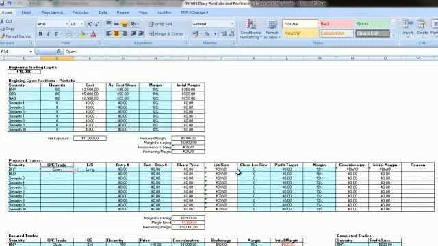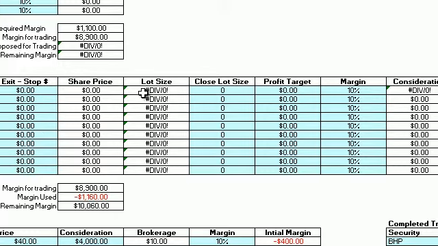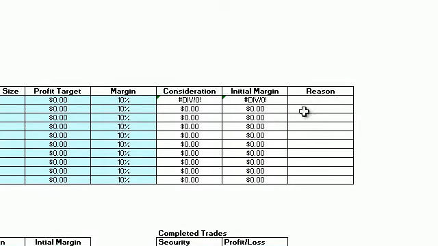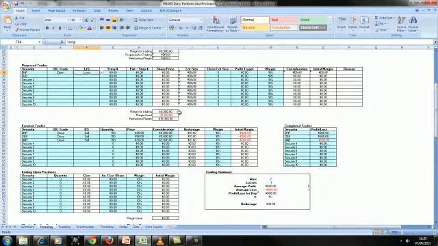Here's where you'd enter all the details of the position you were considering taking, and then your reason at the end. There is a fair bit of information there, but just your basics: whether you're opening or closing your position, whether you're going long or short, obviously your entry price that you want to enter at, your stop price, the current share price, the lot size that you want to take, what you want to close, your profit targets, just all the details for you, so that at the end of the day you can monitor that. That will then also help work out what margins you'll have available for proposed trades, which is very, very handy.